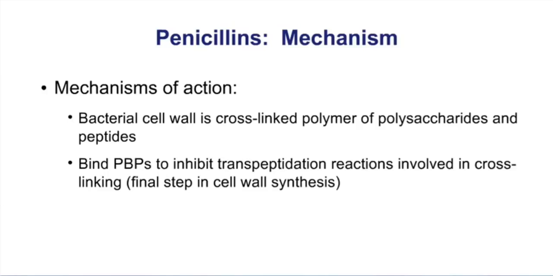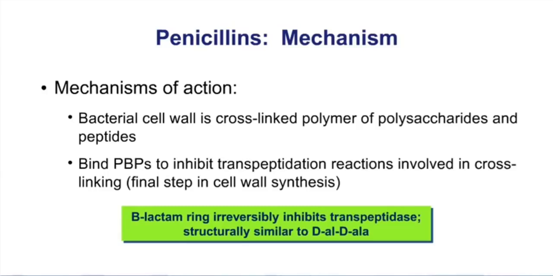Now, a specific detail is that the beta-lactam ring that all penicillins contain can irreversibly inhibit the transpeptidase enzyme. In fact, these drugs are structurally similar to the D-ala-D-ala portion of the cell wall. And that's part of the mechanism why these drugs are going to bind and specifically inhibit transpeptidation.